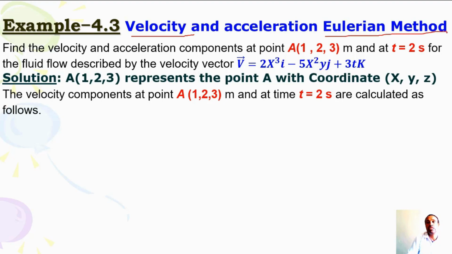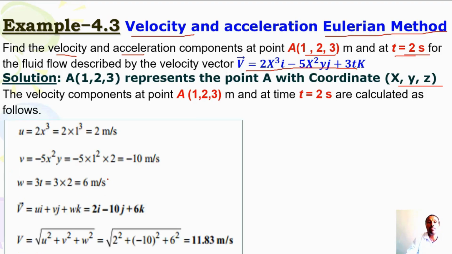This is the third example. Find the velocity and acceleration components at the point (1, 2, 3), with x, y, z coordinates, at t equal to 2 seconds, for the fluid flow described by the velocity vector. The velocity vector is given and the coordinate is given, so what will be the velocity and acceleration components? Here (1, 2, 3) represents the point A, which is the coordinate x, y, z. The velocity components at the point (1, 2, 3) at time t equal to 2 seconds are calculated as follows.